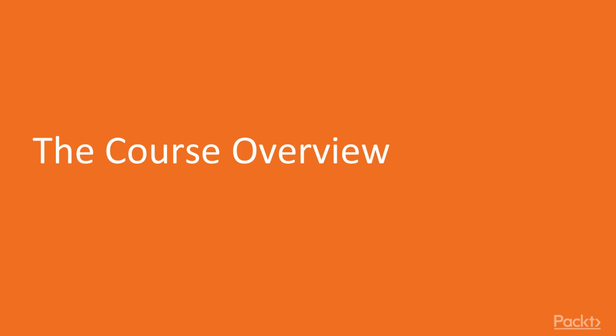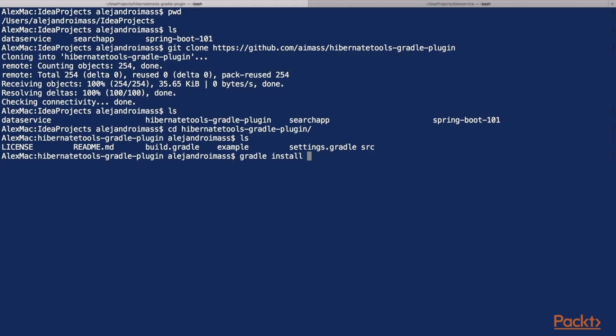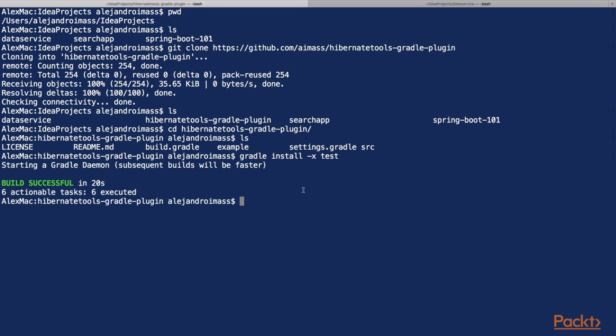The course overview. First, we're going to build a search app backend using Spring Boot 5.0. Here we're going to cover the basics of Spring. We're going to learn about controllers, HATEOAS, and many other things.